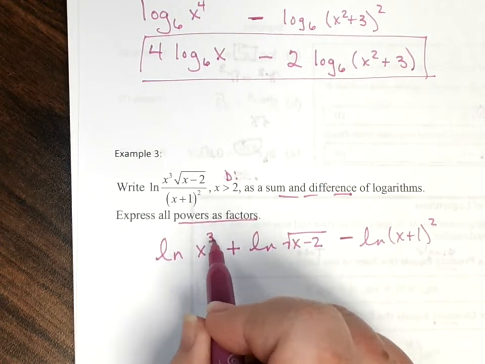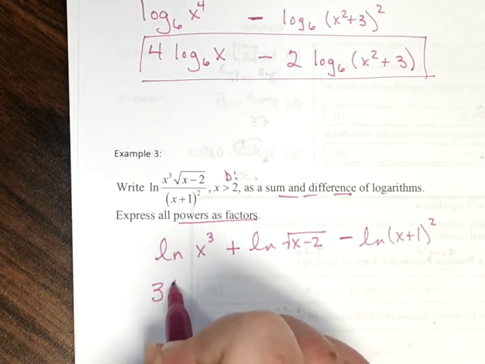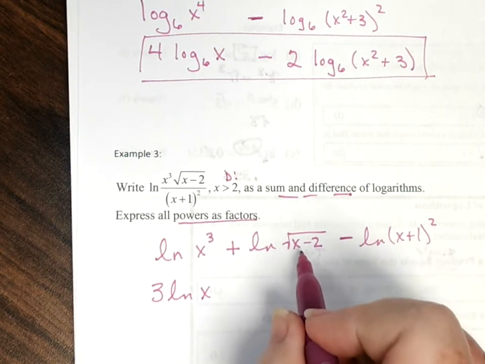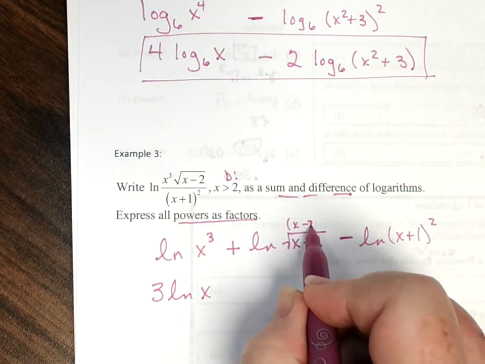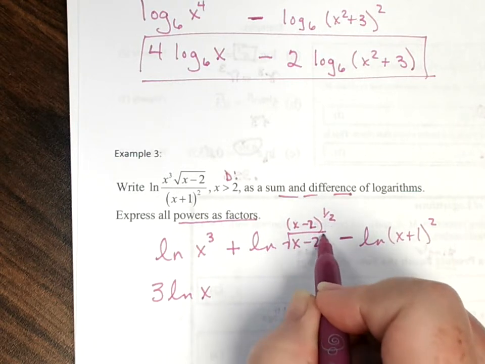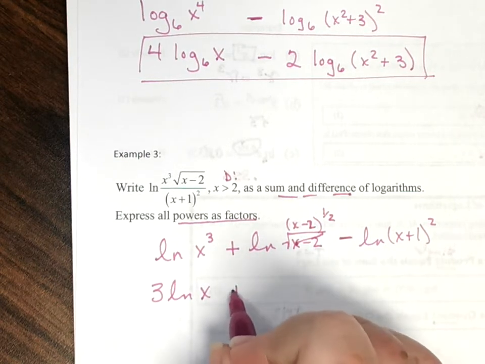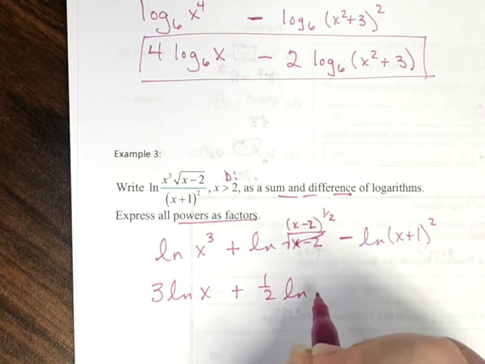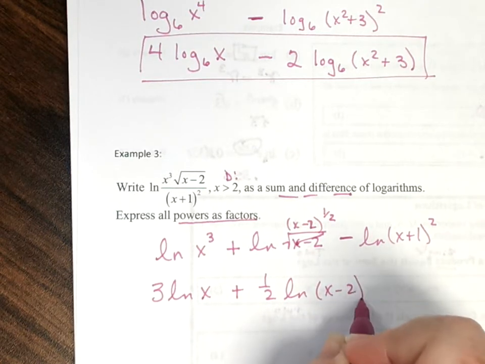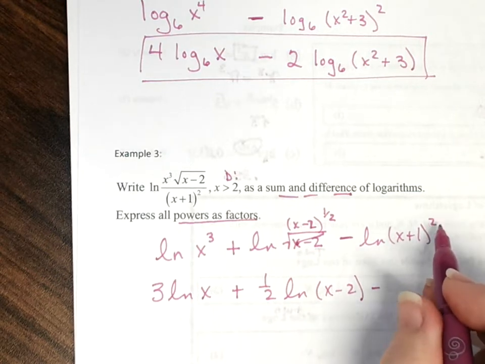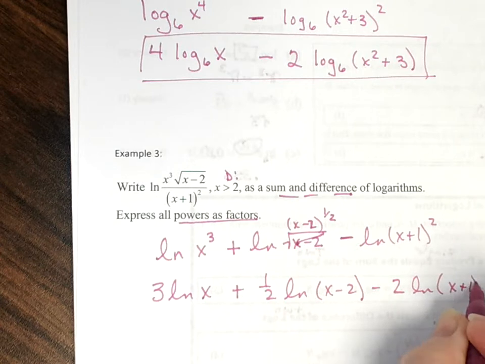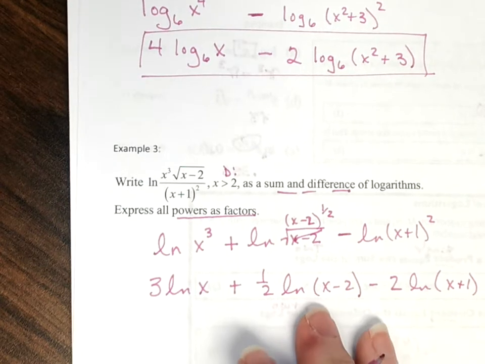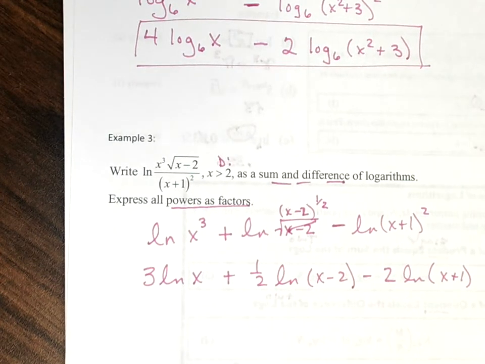So we're going to throw this 3 to the front, and that's going to be 3 natural log of x. What are we going to throw to the front here? Remember, we can rewrite that as x minus 2 to the 1/2. And so we're going to throw the 1/2 to the front. So 1/2 natural log of x minus 2 minus, let's throw this 2 to the front, 2 natural log of x plus 1. And that is as expanded as that particular function can get.